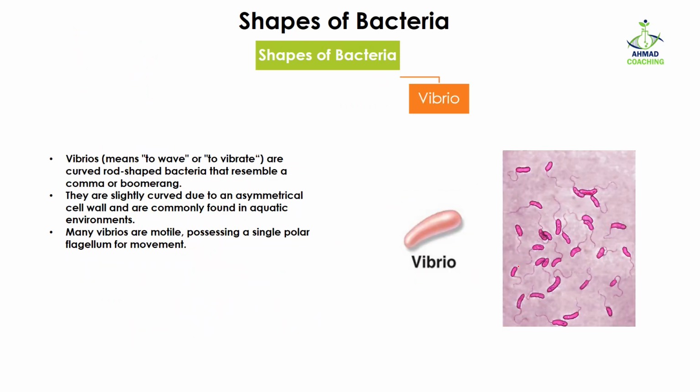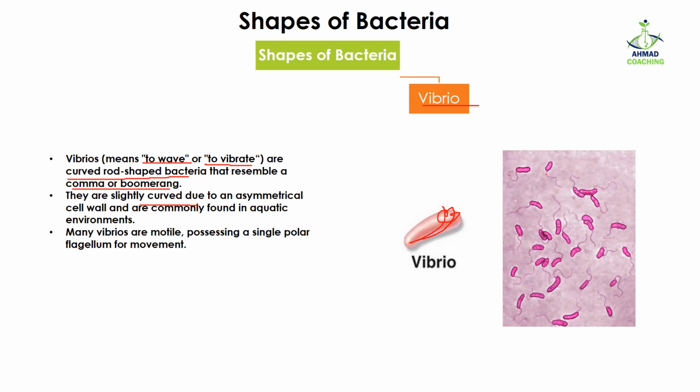The last shape of bacteria is Vibrio. The word Vibrio means to wave or to vibrate. Vibrios are curved or comma-shaped bacteria which resemble a comma or a boomerang. You can see here that it's like a comma, like this. So that's why we call them Vibrio. They are slightly curved due to an asymmetrical cell wall and are commonly found in aquatic environments. And because of their little bit of curve, they are known as Vibrio.